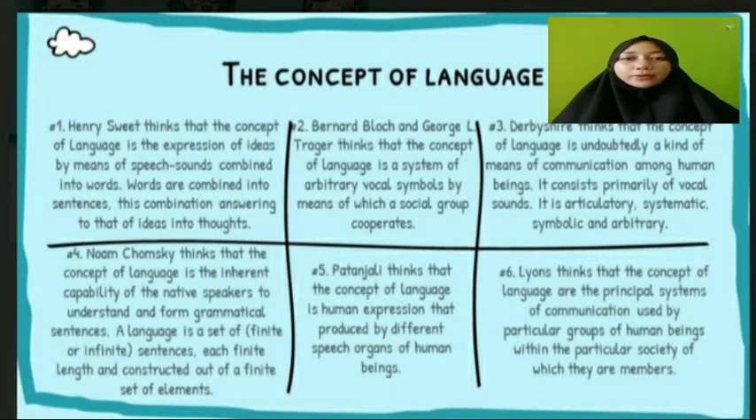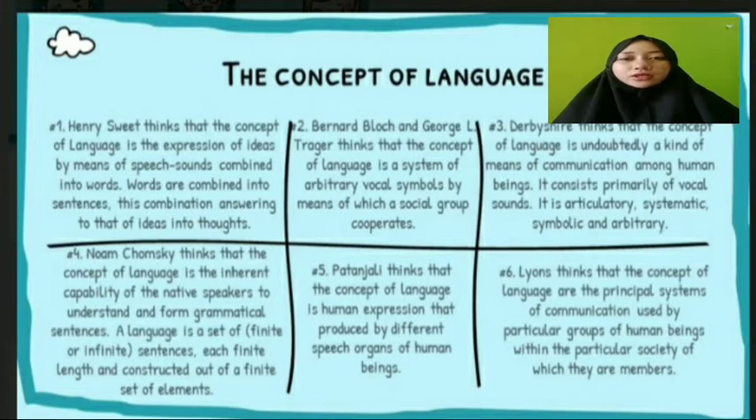The concept of language. 1. Henry Sweet thinks that the concept of language is the expression of ideas by means of speech sounds combined into words. Words are combined into sentences. This combination answers to that of ideas into thought. 2. Bernard Bloch and George Trager think that the concept of language is a system of arbitrary vocal symbols by means of which a social group operates.